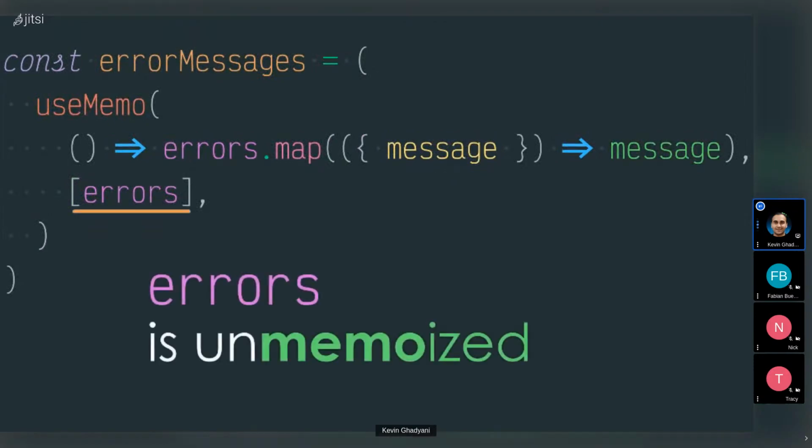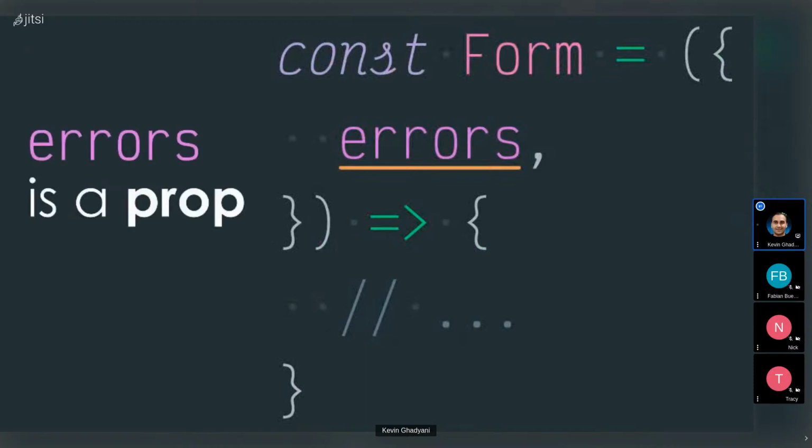Oh, wait, errors is also unmemoized. And we don't even control errors. It's coming from somewhere else. Where's it coming from? Oh, it's coming from props. Oh, man. Now we've got to go look for which components are passing errors down to our component, and hope those are memoized too. So we have to make sure to memoize all of them. We can't just memoize the error messages coming into our component, because it's being recreated every time. So now we have to memoize that, and then we have to memoize errors, and then we have to memoize whatever errors is depending on. Then we have to memoize something else.